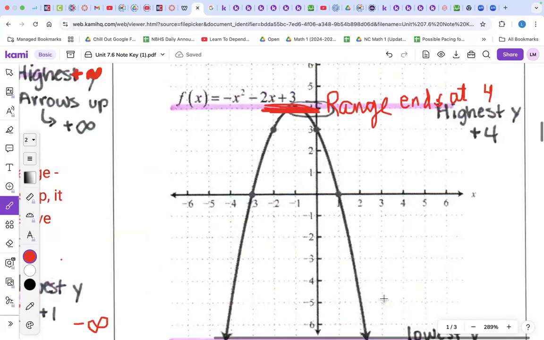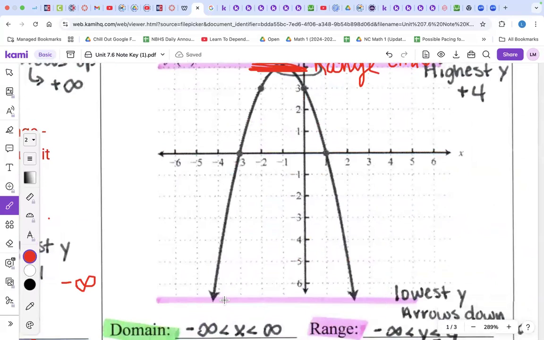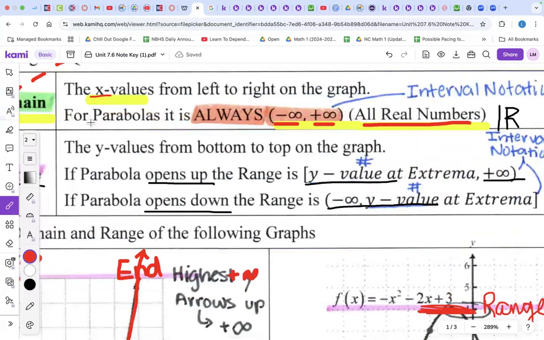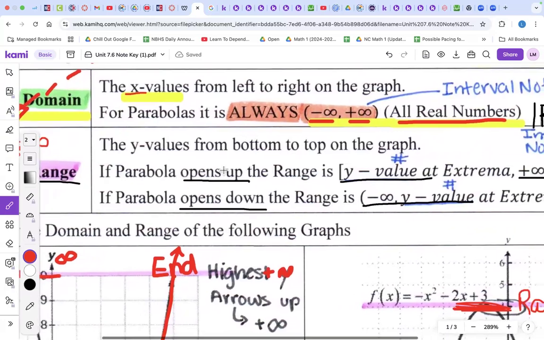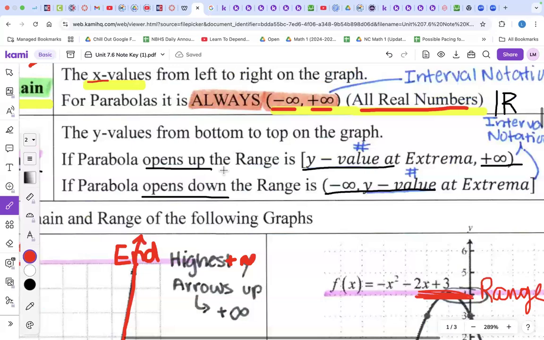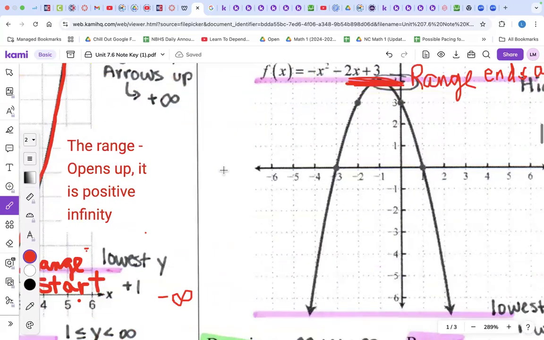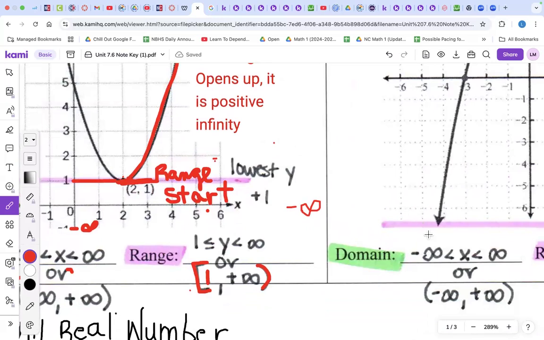On this one here, what is your domain? Remember, domain for parabolas is always this. Now, this answer only works in Math 1, Math 2 that you're going to deal with. When you get into Math 3, things are changed. Your parabolas are flipped and go sideways. Or Math 4. So here, we know our domain is going to be right here, negative infinity, positive infinity. And again, that's two ways to write it.